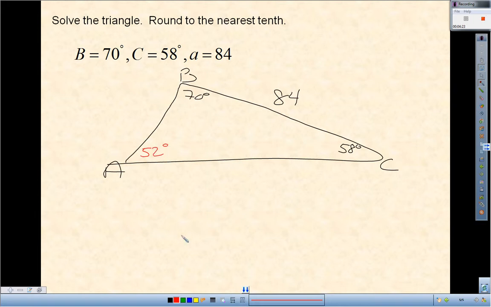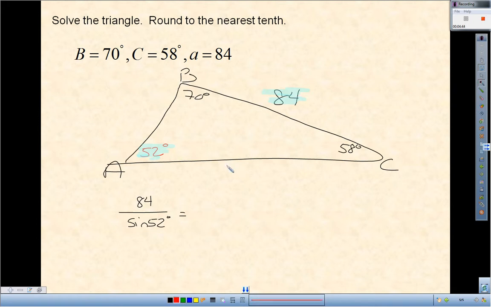Now here's the thing about the law of sines. In order to use the law of sines, you have to have a side and its corresponding angle. So the 84 and the 52 are going to pair up. So in other words, I'm going to have 84 over sine of 52 degrees, because see, they correspond to each other. Now it doesn't matter which one I solve for.